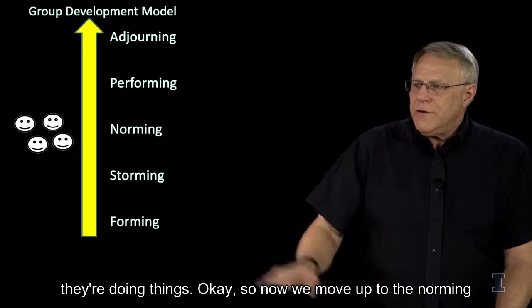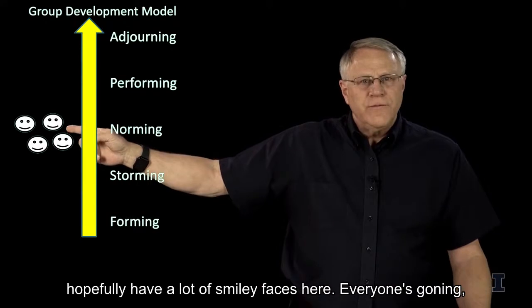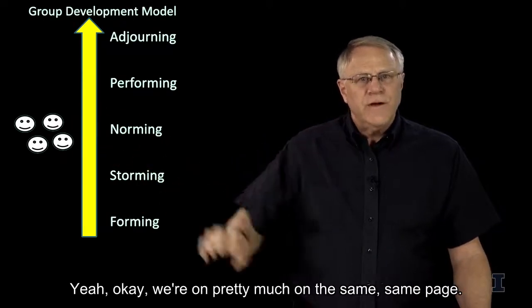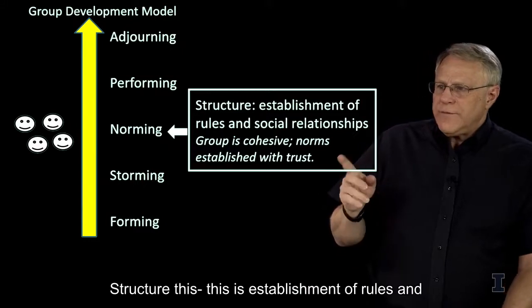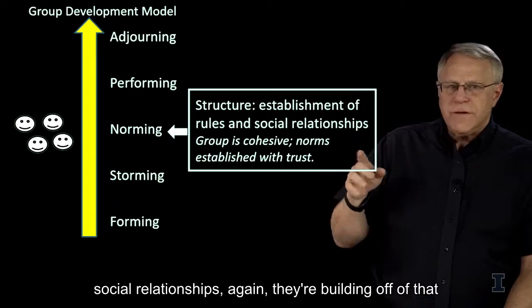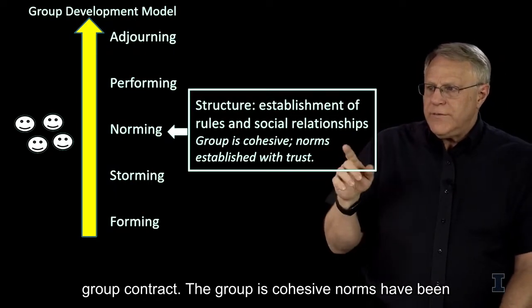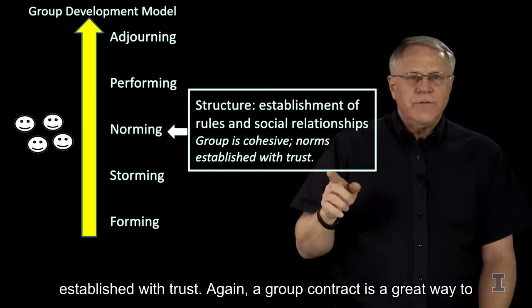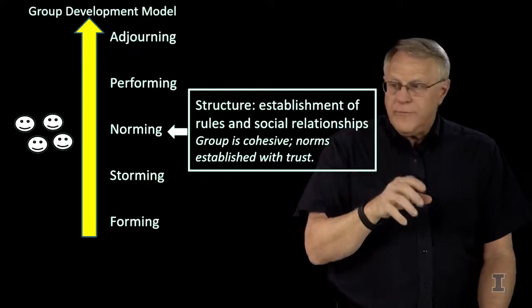Okay, so now we move up to the norming stages. Finally, everyone's pretty much on board, and we hopefully have a lot of smiley faces here. Everyone's kind of, yeah, okay, we're pretty much on the same page. Structure, this is establishment of rules and social relationships. Again, they're building off of that group contract. The group is cohesive. Norms have been established with trust. Again, a group contract is a great way to get that done.